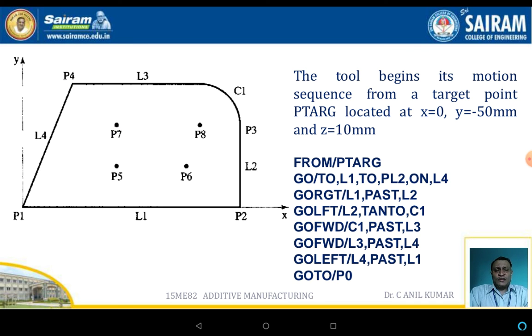Now the tool begins its motion in sequence from the target point, which is x equal to 0, y equal to minus 50, and z equal to 10 mm. From the target point, go to L1 to plane 2 on L4. Go right L1 past L2. Go left L2 tan to C1. Go forward C1 past L3. Go forward L3 past L4. Go left L4 past L1. Go to P0.